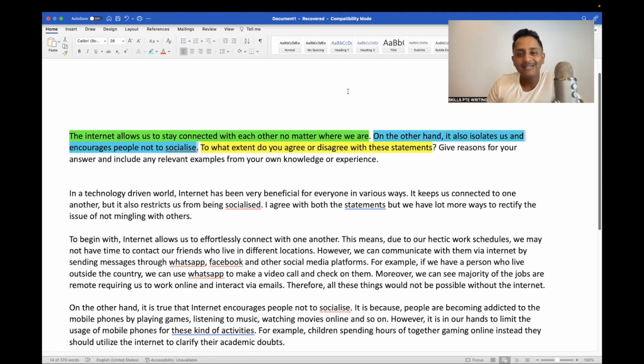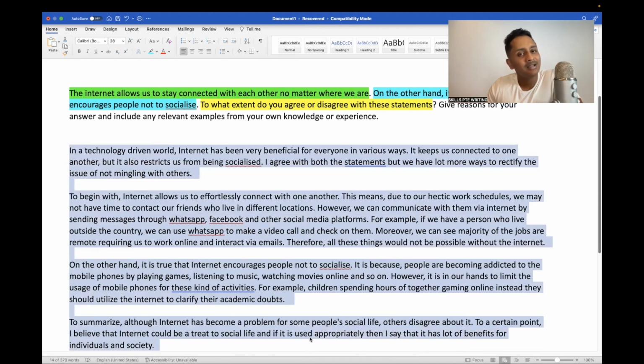So in such cases, I suggest that to what extent questions usually go with partial agreement. But here the question is very clear. Internet allows us to stay connected, correct? And also internet separates us. My phone is with me all the time. It separates us from socializing. Both are true. It's logical. In such cases, you go with complete agreement. Hope you're getting it. So let's read Bindu's essay and let's mark what scores this essay achieves.